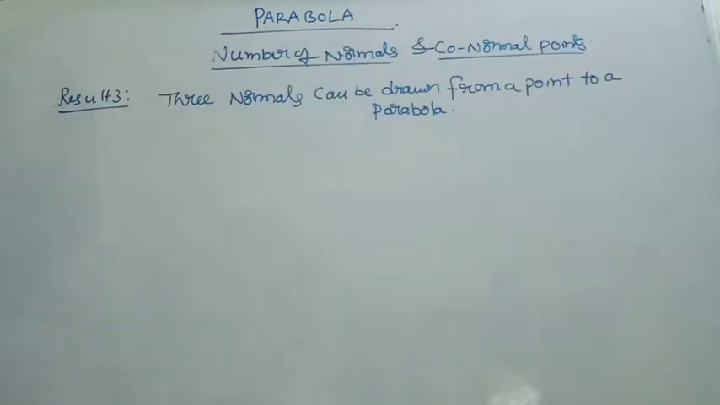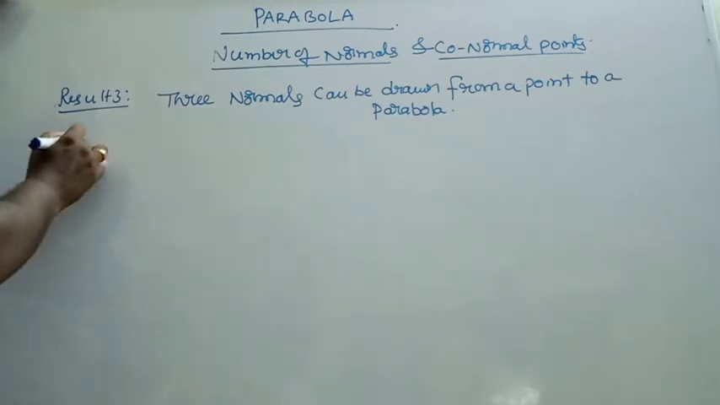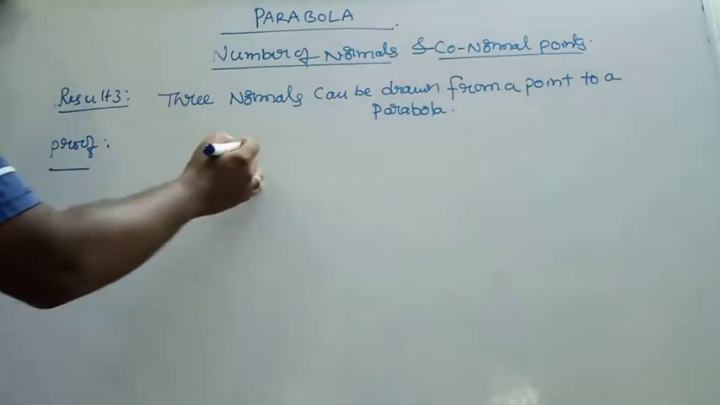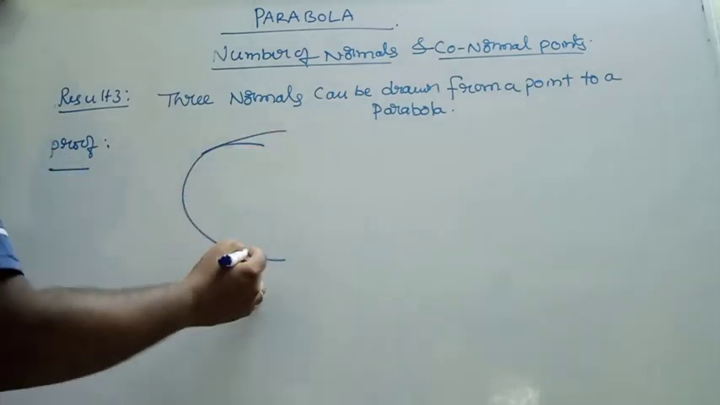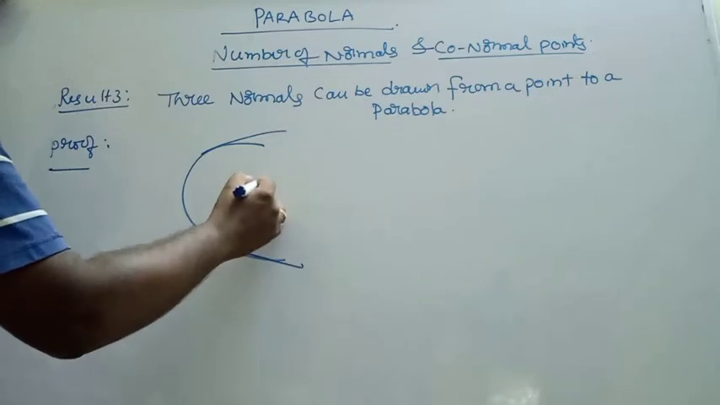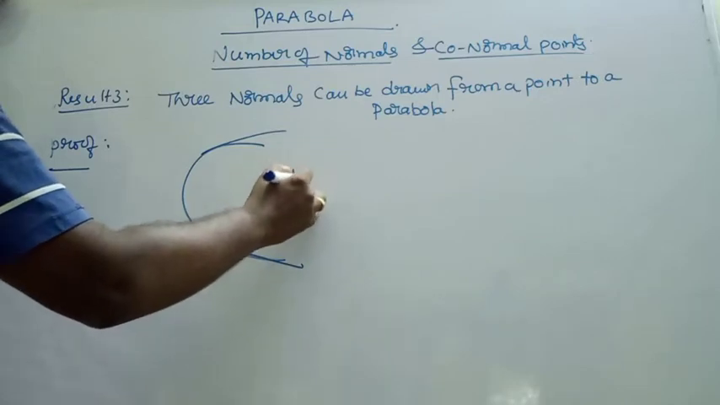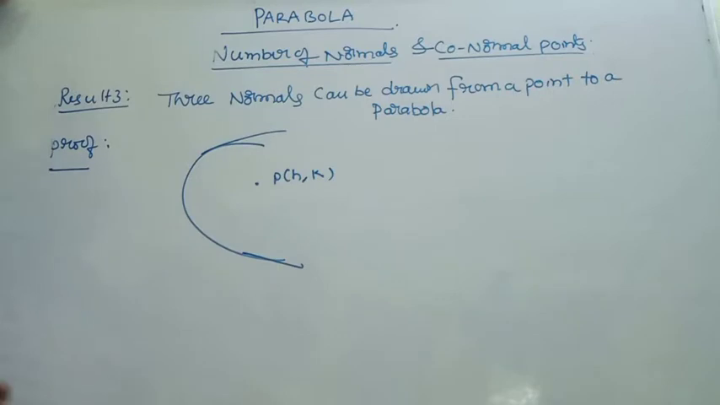Now we have a nice result. Three normals can be drawn from a point to a parabola. My dear students, it's a wonderful result. How are we going to do this? Diagrammatically, suppose you have a parabola and you take one point P(h, k). They are saying that three normals can be drawn from a point to a parabola like this.